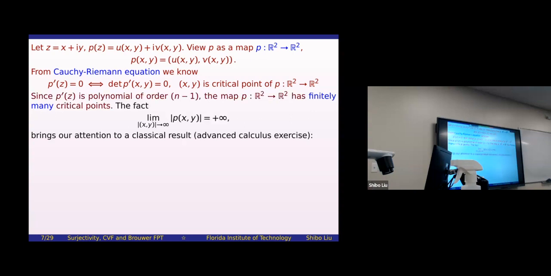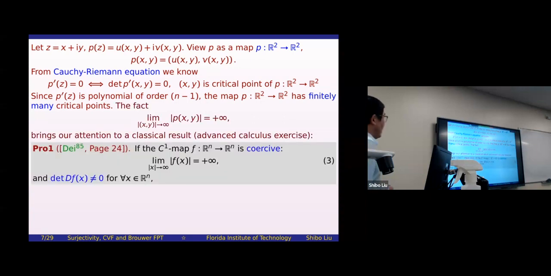Okay. On the other hand, p is not constant. So when x y goes to infinity, the norm of p of x y will go to positive infinity. So this reminds us of a classical result in calculus, which says that if f is a map from Rn to Rn which is coercive, meaning that this limit is positive infinity, and if such a map satisfies this condition, the Jacobian determinant is not zero everywhere, that means this map has no critical point, okay, then this map is surjective. Okay, why is surjectivity important?